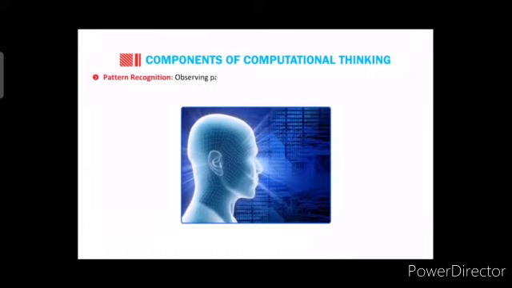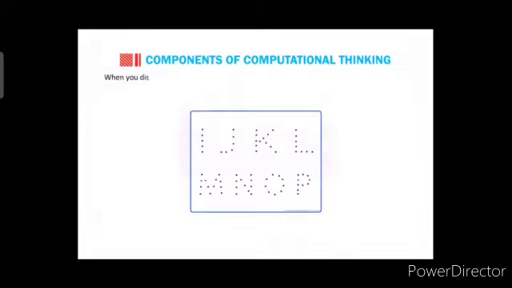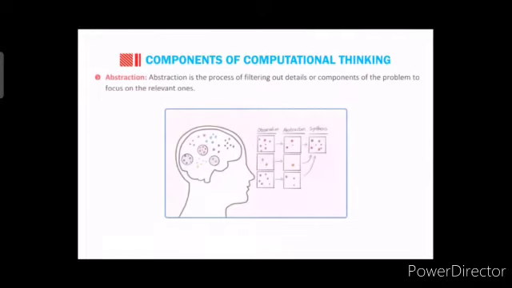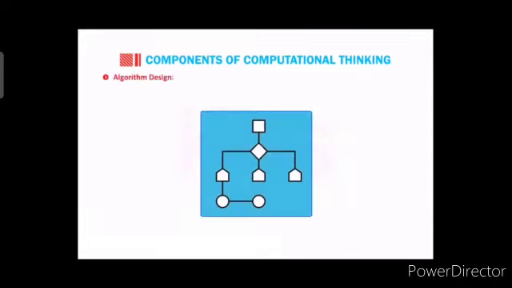Pattern recognition. Observing patterns, trends and similarities in the data is known as pattern recognition. When you discover patterns, it becomes easier to make predictions and create rules to solve other problems. Abstraction. Abstraction is the process of filtering out details or components of the problem to focus on the relevant ones. Algorithm design. It is the process of developing a list of steps that we can follow to finish the task.